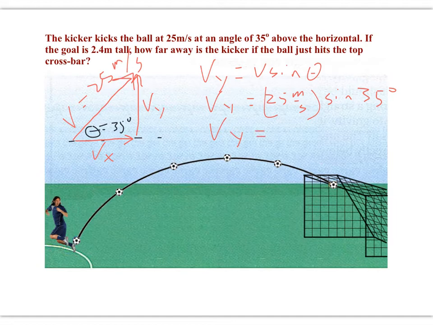Go to my calculator, crunch that out, you'll find 14.334 meters per second. All right, I'm going to do the same thing for the horizontal component.